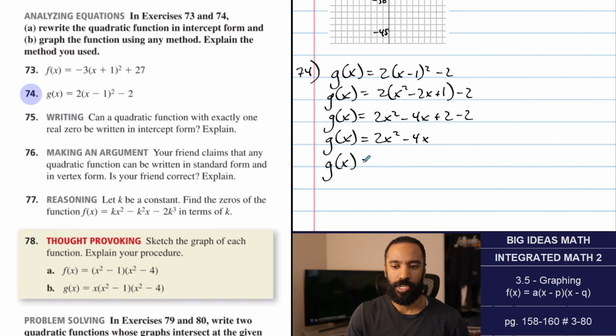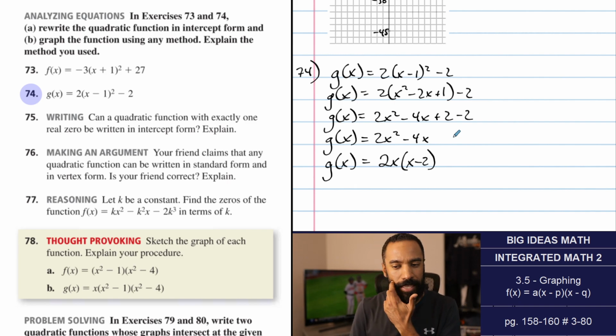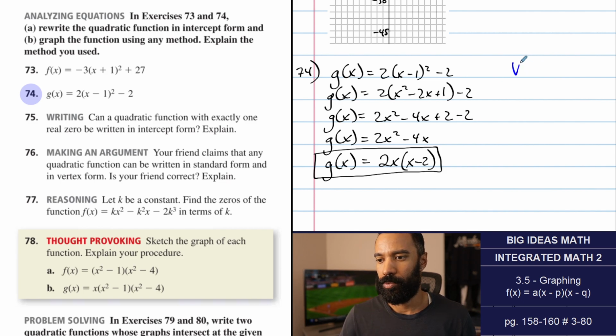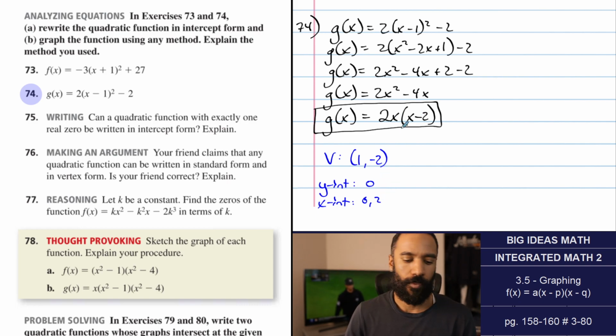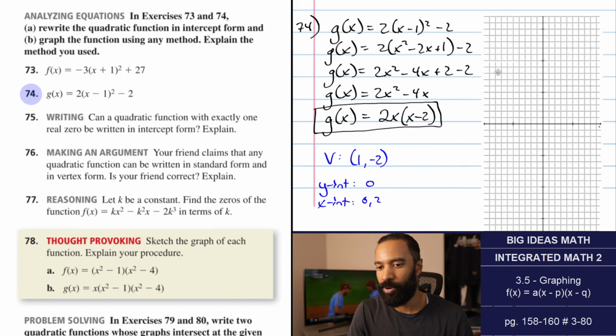Let's factor now. I have a GCF of 2x, and this will be my factored form. This is 2x times x minus 2, like that. So here's my factored form with the GCF. So here's what we got. We got a vertex of, let's do this on the left side, 1, negative 2. We got a y-intercept of 0. We got x-intercepts of 0 and 2. It's unfortunate when y-intercepts and x-intercepts are the same because that's less points that you get. Instead of getting 5 points out, I just get 3, but I can still plot them.